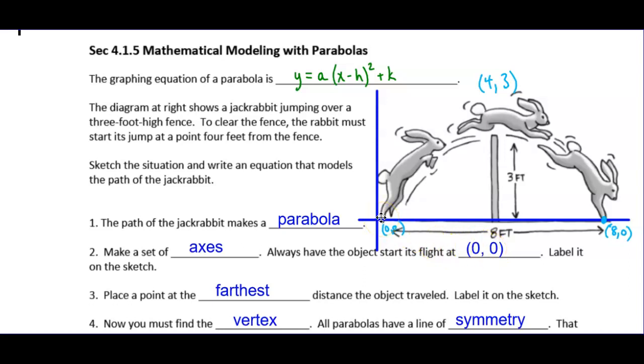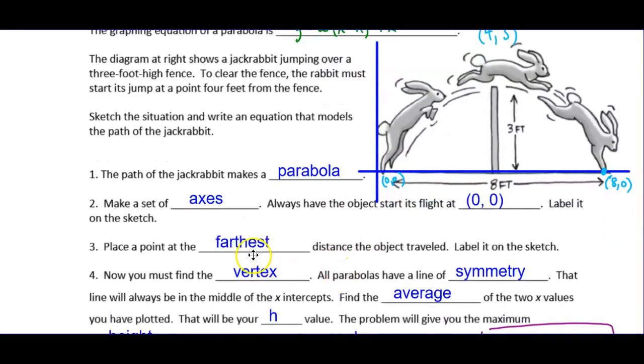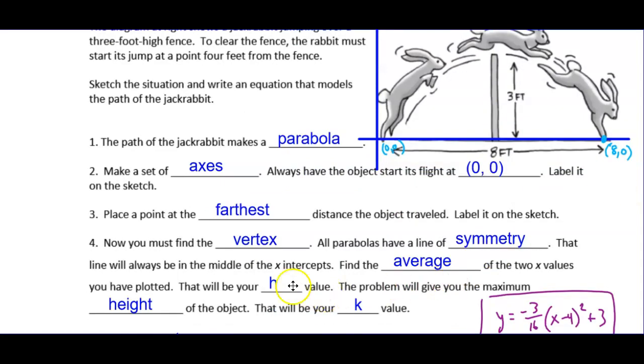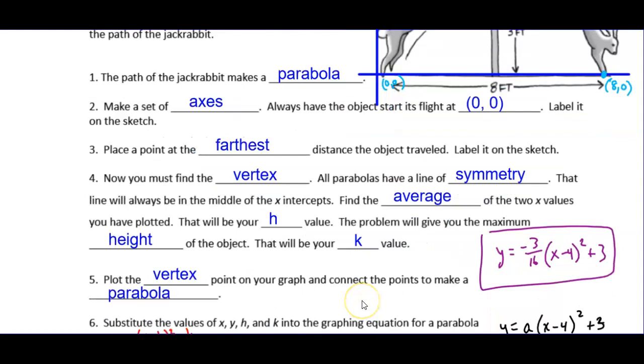So my recommendation here that I hope you take for each time you do one of these is to put the origin of the jump at 0, 0. All right, and then you make a point at the farthest distance that it traveled. So the landing point. You have to find the vertex, and since there's a line of symmetry, it's just going to be in the middle of those x-intercepts. So if you have a start point at 0 and a landing point at 8, then the vertex will be halfway. You find the average of those points, that's your h value. Then the problem's going to give you a maximum height, and that'll be your k value. So these are all the steps.